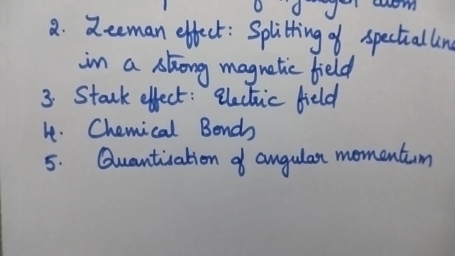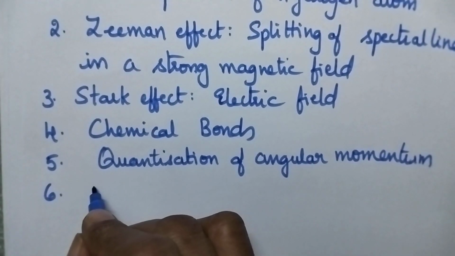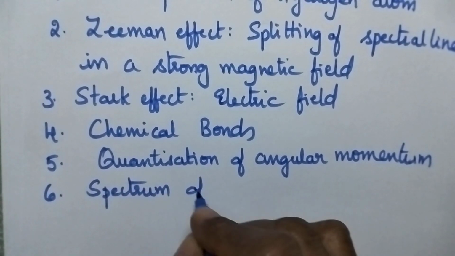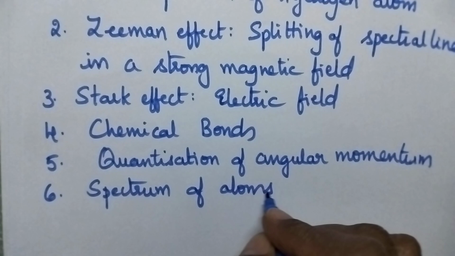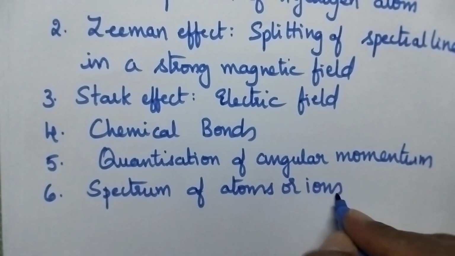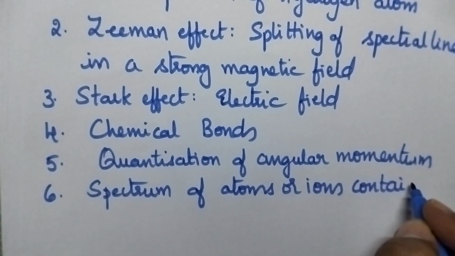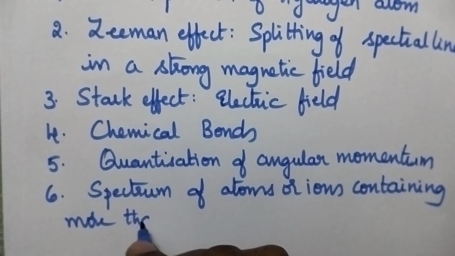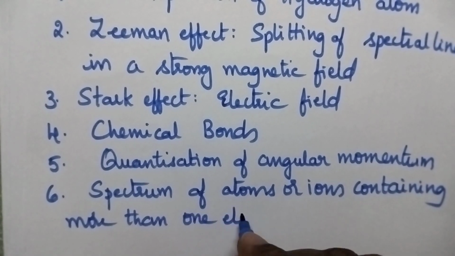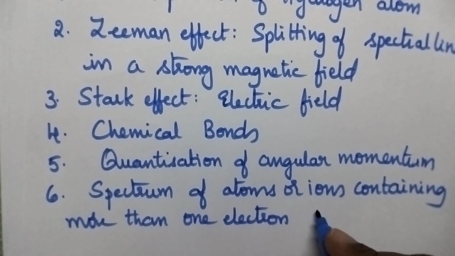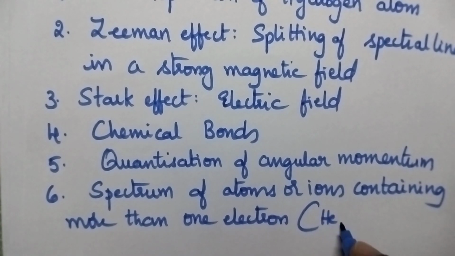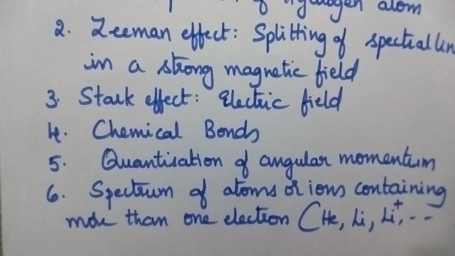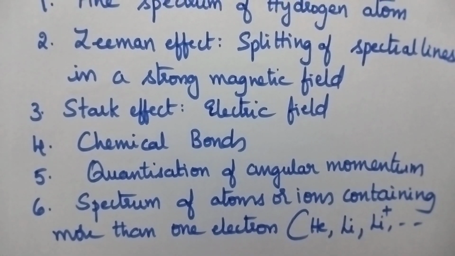At the same time, Bohr's atomic theory cannot explain the spectrum of atoms or ions containing more than one electron. Best examples are helium, lithium plus ion, etc. So these are the important limitations of Bohr's atomic theory.